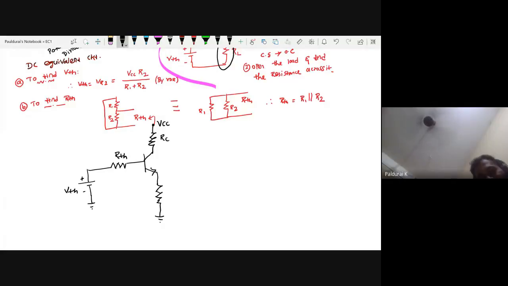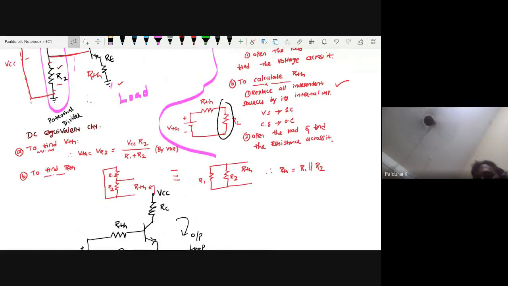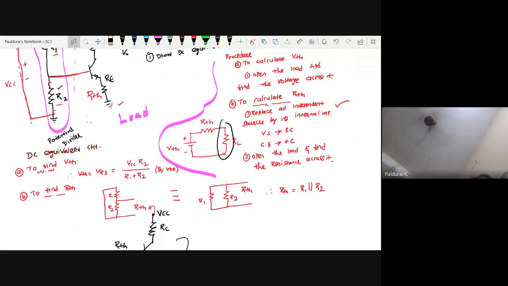VCC, RC, RE. Now is it possible to find input and output loop? Yeah, obviously. This is my input loop, right? This is my input loop. And this is my output loop. Okay. Initially, it was somewhat difficult, right? That's why I have moved to Thevenin equivalent circuit. I hope so you enjoyed this session. Okay, how to sketch the Thevenin equivalent circuit. I hope so this much knowledge you want to know. But luckily, we studied all these things in circuit analysis.